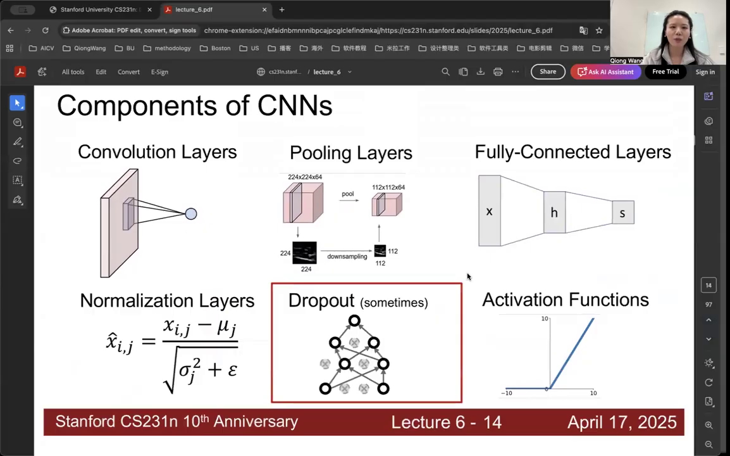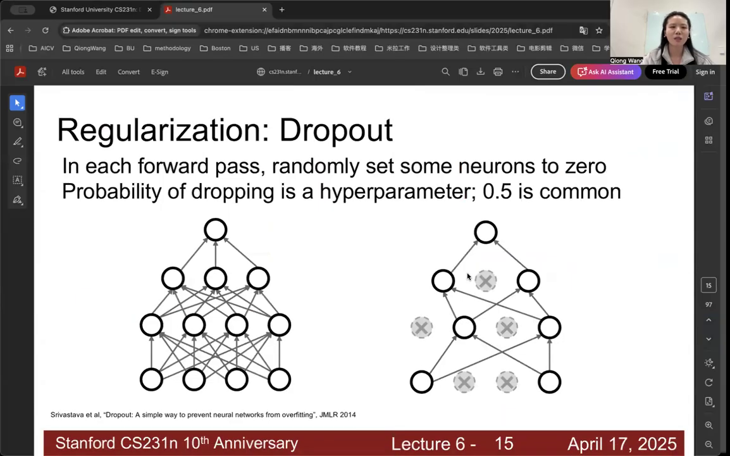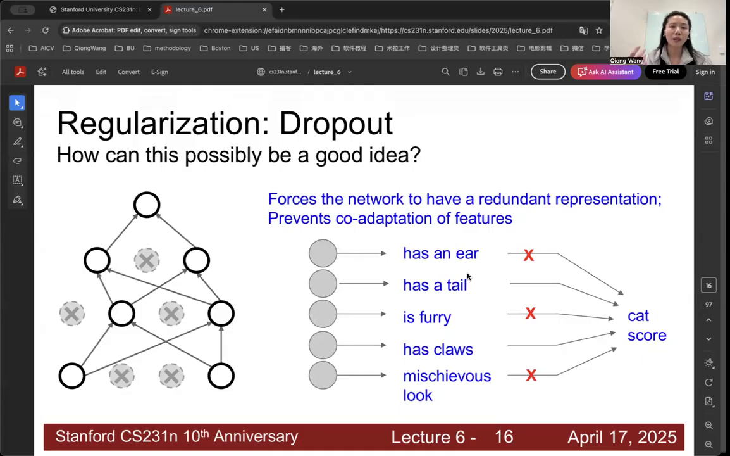Let us have a look at the next component of the CNN: dropout. What does dropout mean? Dropout means that in each forward pass, we randomly set some neurons or nodes to 0, and we don't use them. The probability of dropping is one of the hyperparameters, and we commonly use 0.5. Why is this a good idea? I think it is a very good way to make the networks more generalizable, meaning they perform better during the test stage.